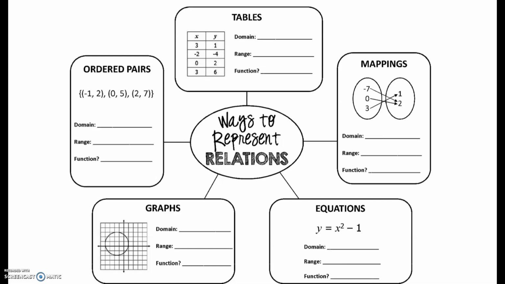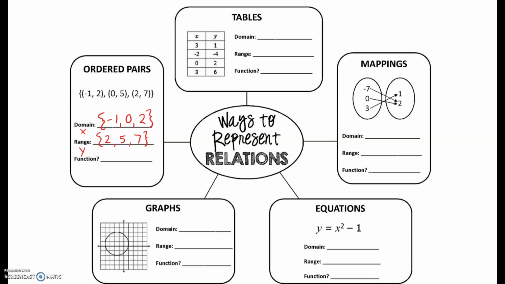If we look at the set of ordered pairs, we want to make sure that we list the domain in order from least to greatest. So in this case, that would be -1, 0, and 2. The range, again, is your y values. So we will list the y values in order from least to greatest. That would be 2, 5, and 7.